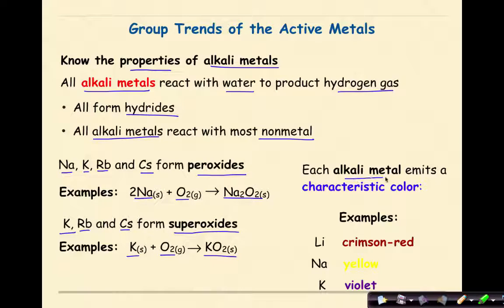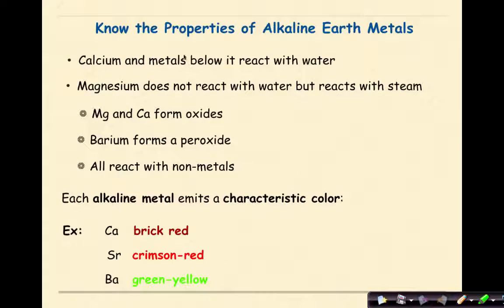Each alkali metal emits a characteristic color. So for example, lithium is more of a crimson red, sodium is yellow, and potassium is violet. You should also have a basic understanding of the properties of the alkaline earth metals. Calcium and metals below it will react with water. Magnesium does not react with water, but will react with steam.